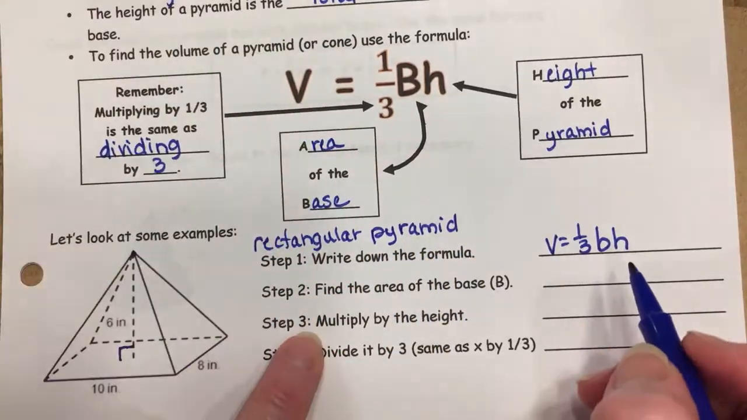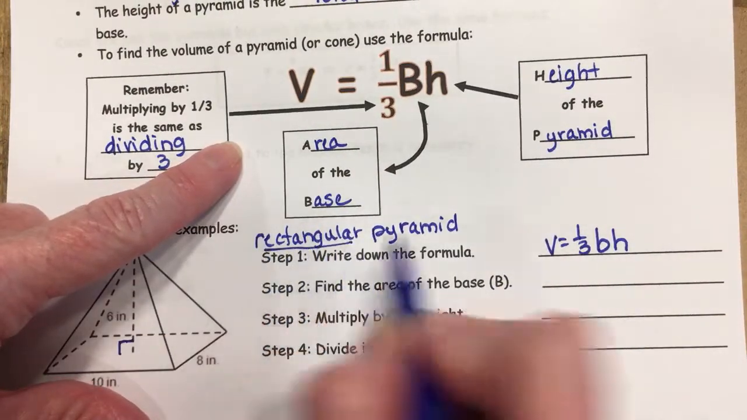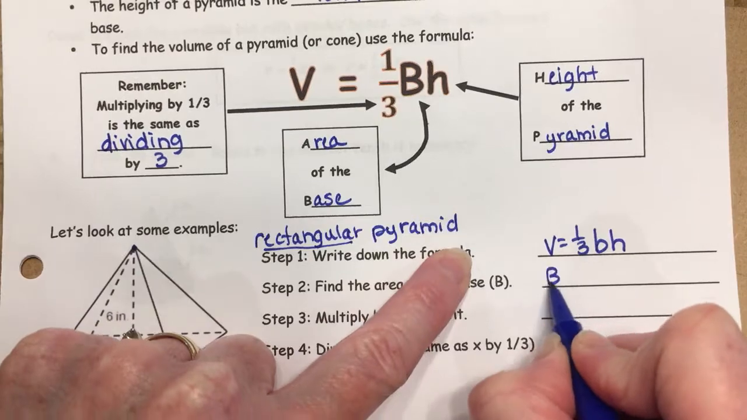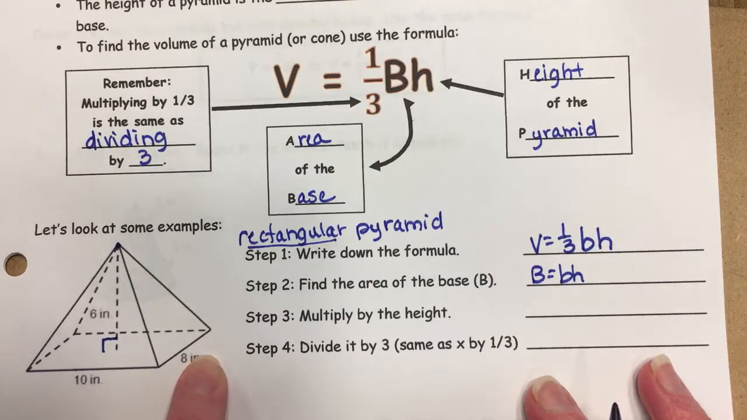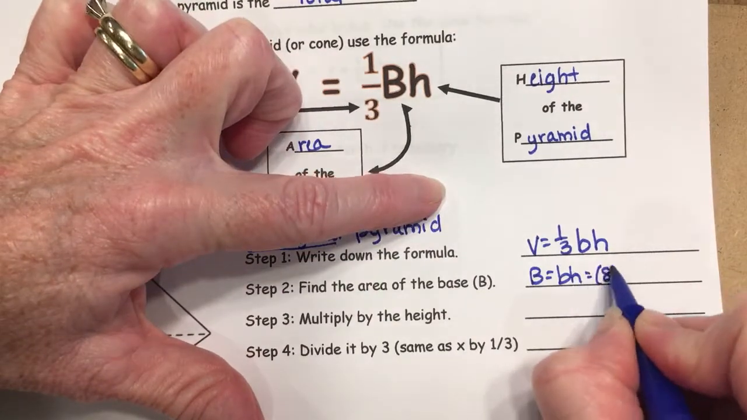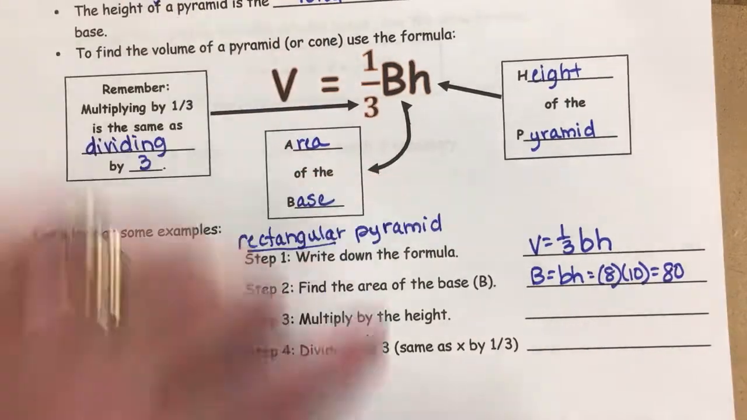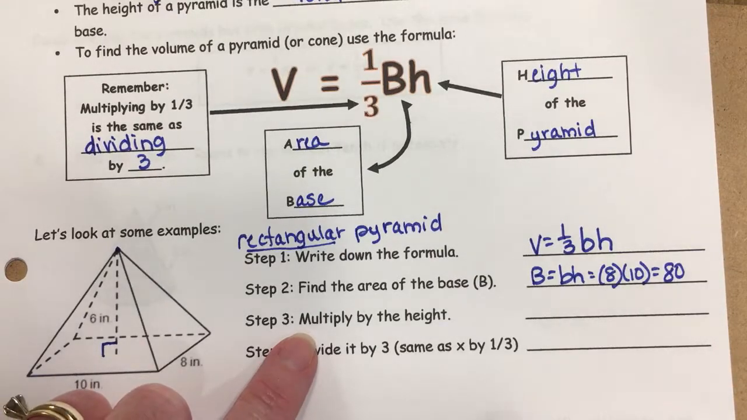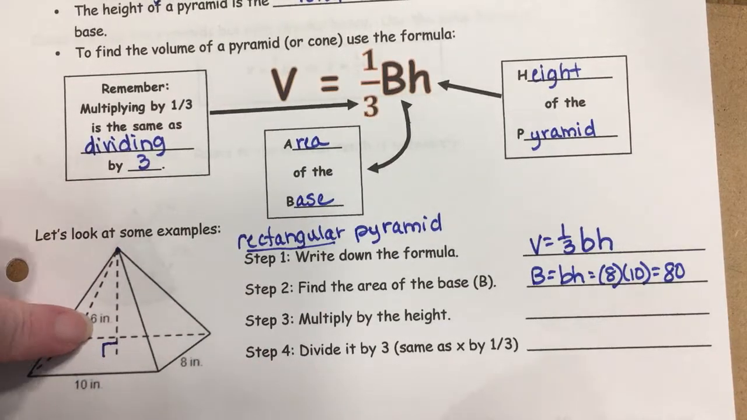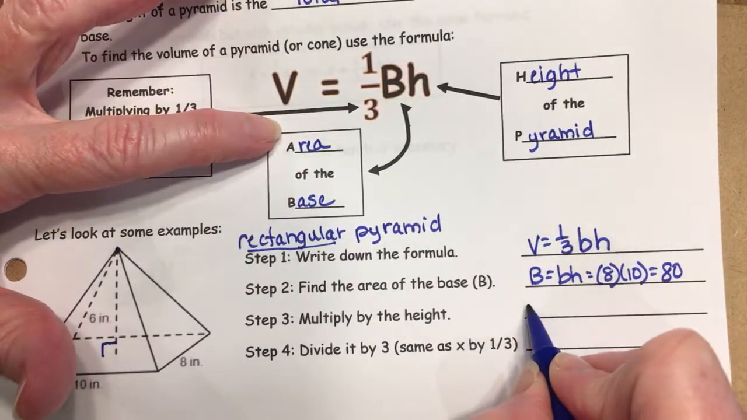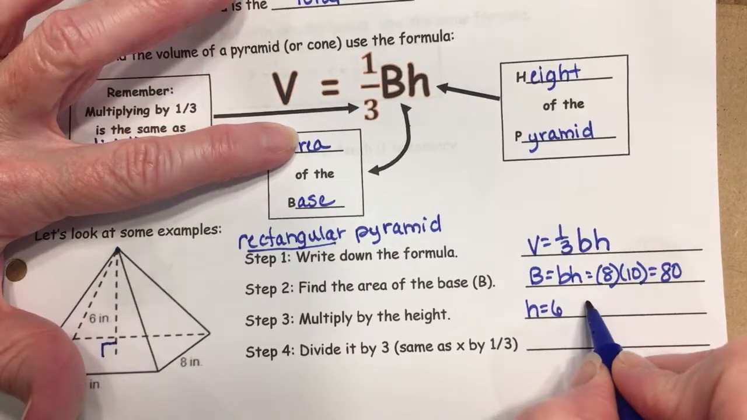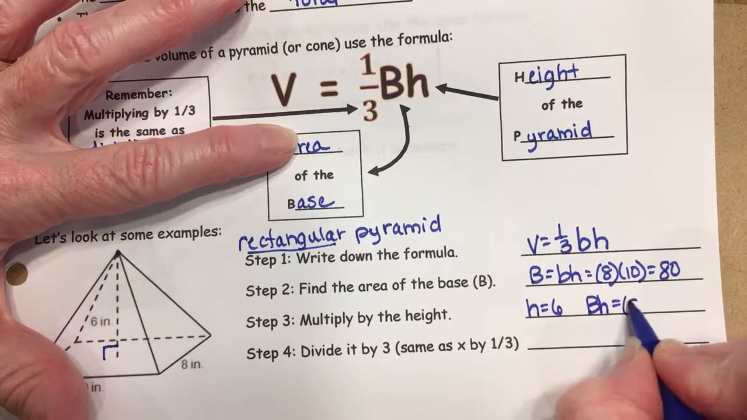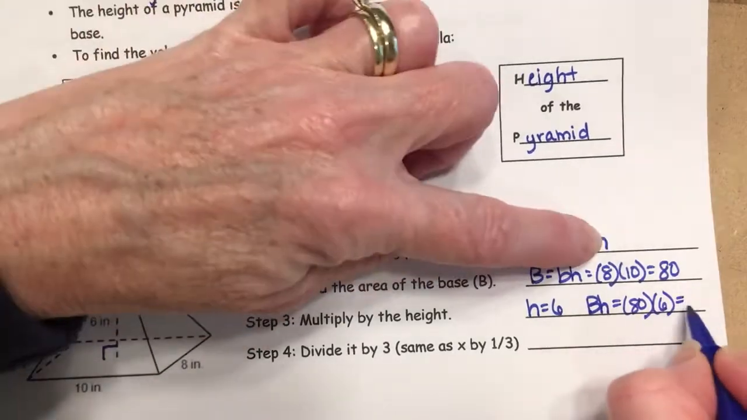Pyramid tells me I need to use this formula. Rectangular tells me the area of the base is going to be base times height, because that's how you find the area of a rectangle. In this problem, the base and the height are 8 and 10, so we multiply 8 times 10, which is 80. Then it says multiply by the height. The height goes from the top to the bottom, and this is 6 inches, so our height is 6. Now we multiply big B times H, so that's 80 times 6, which is 480.